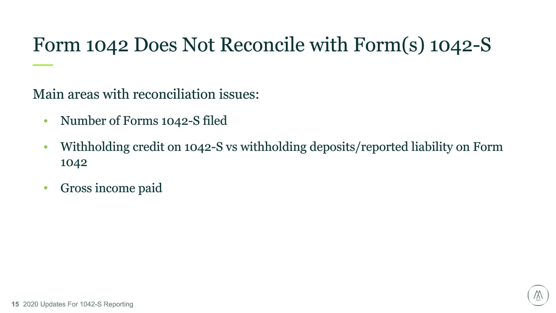So making sure that there's an amount deposited, either you're allocating that between payees on their forms 1042S, or you're reclaiming it or applying it to the next year's payment. And the amount of withholding that you're taking credit for on your 1042 does reconcile with those forms 1042S and the amount you've deposited.